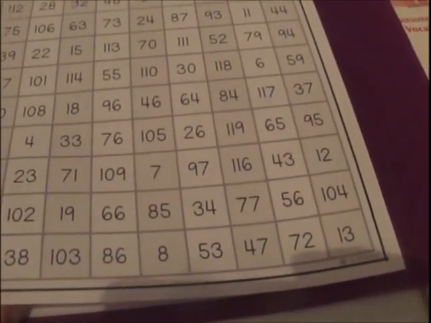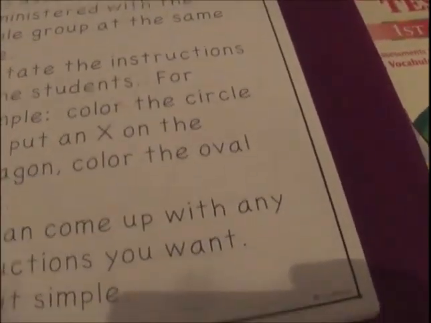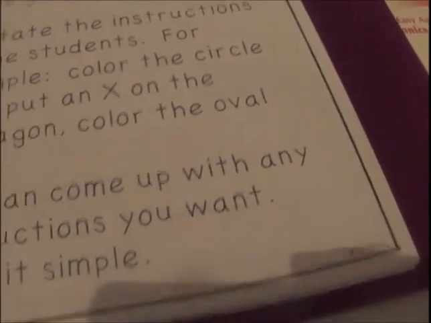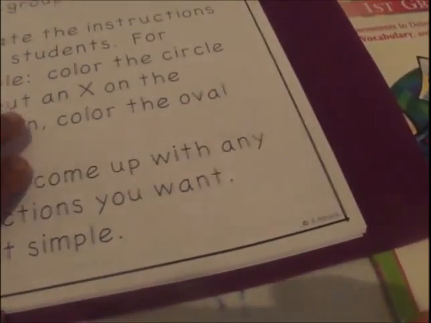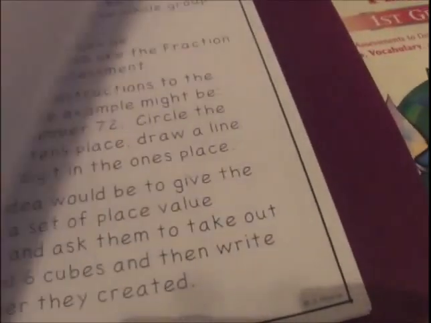Use this as your counting chart. And this one, it says it can be administered with the group. So if you have multiple children, as I do, I have twins, you dictate the instructions: color the circle blue, put an X on the pentagon, color the oval black. So we went through this actually with all of them, 2, 3, and 5-year-olds. Fractions and telling time. You want them to be able to split it in half with their pencil, thirds, fourths, and so on.